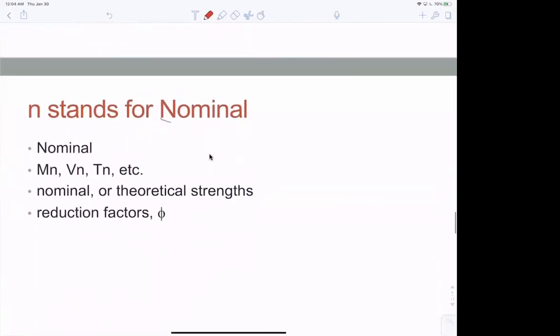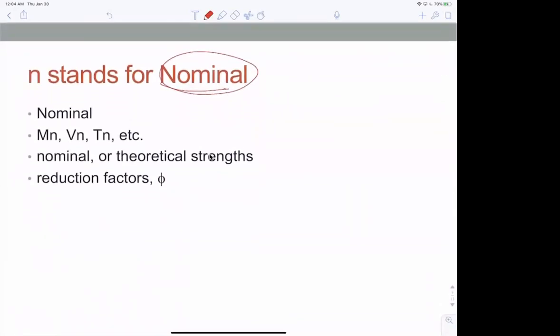N stands for nominal. If you look it up in a dictionary, nominal means in name only. So, for example, we designed the beam and it can hold, according to our calculations, 100 foot kips. But that's in name only. How much it really holds might be less. So N is nominal.